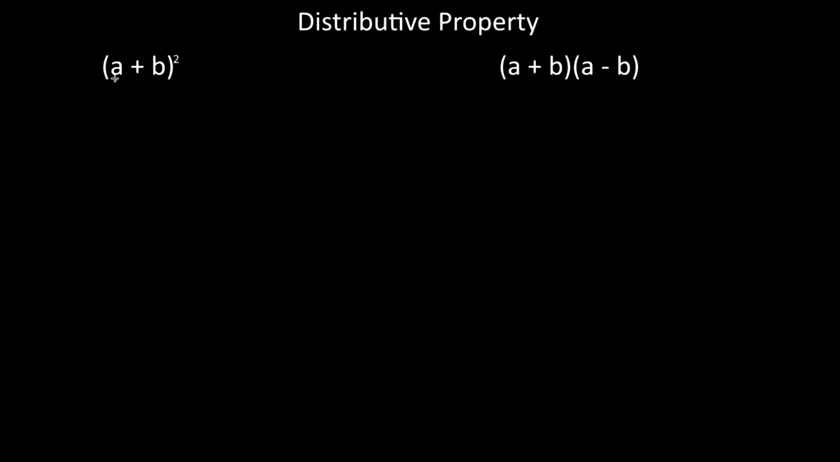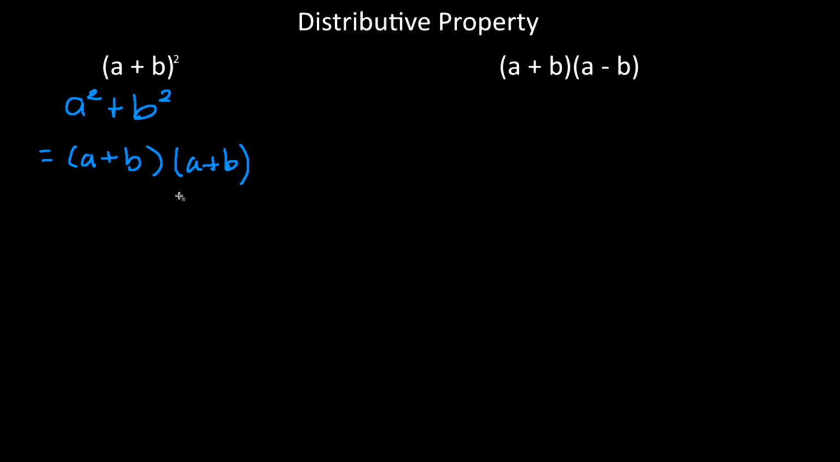Now what happens if we have (a + b) squared? Can we just distribute the exponent so it becomes a squared + b squared? Let's find out. So we can rewrite (a + b) squared into (a + b) times itself.